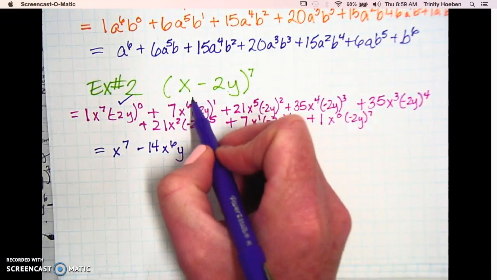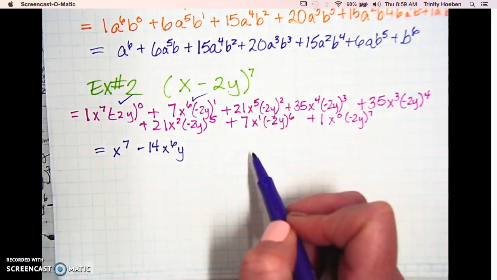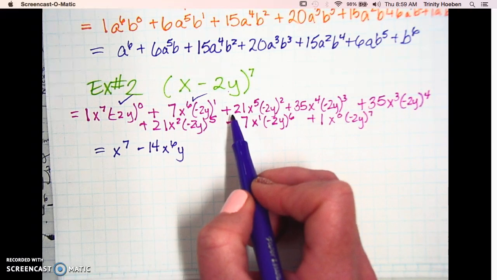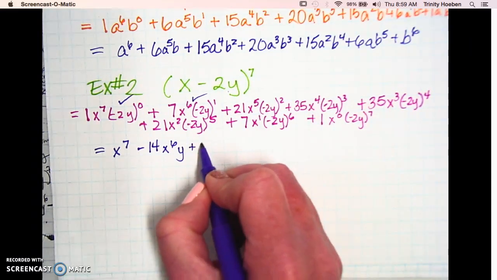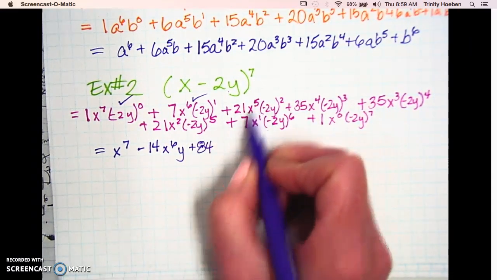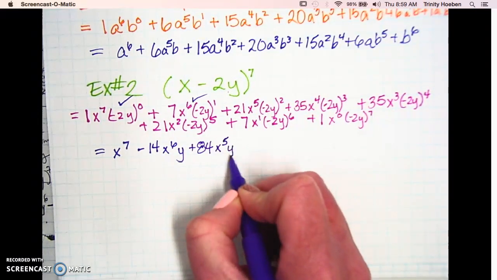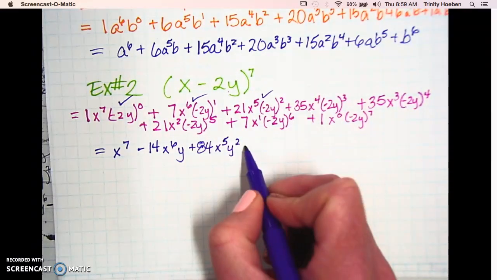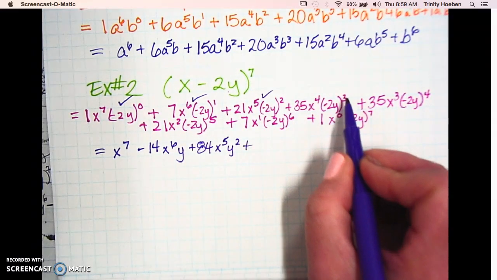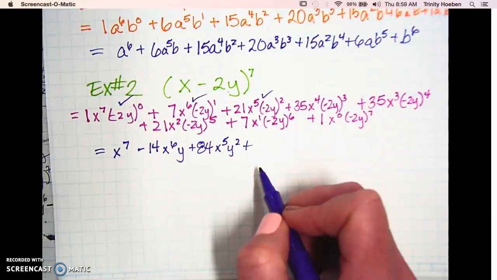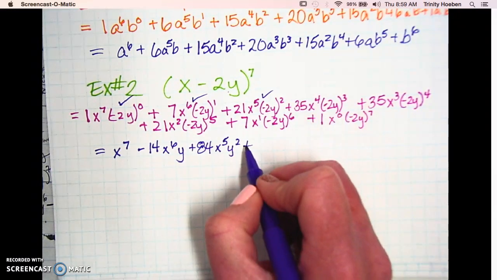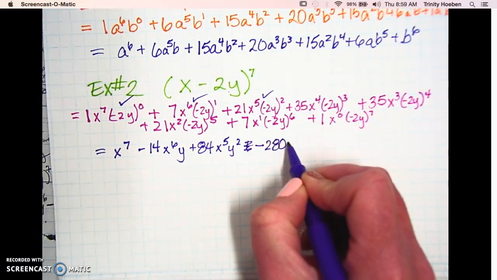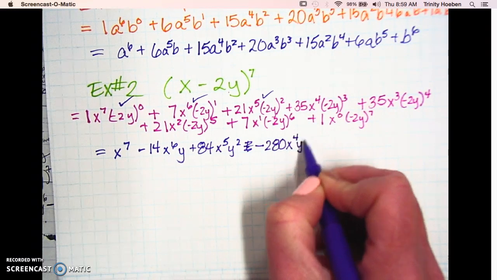The 3rd term, I've got negative 2y squared. So negative 2y times negative 2y is positive 4y squared. 4 times 21 is 84. X to the 5th, y to the 2nd. That one's done. Next term right here. So I have negative 2y to the 3rd. That gives me negative 8 times 35. So this shouldn't be plus, this should be minus 280 x to the fourth, y to the third.